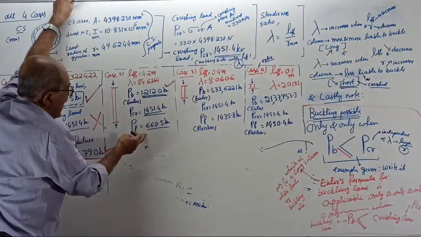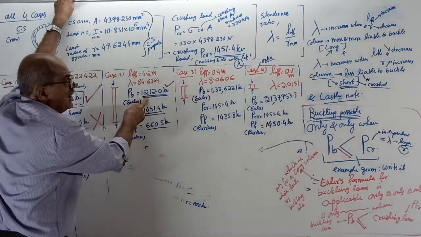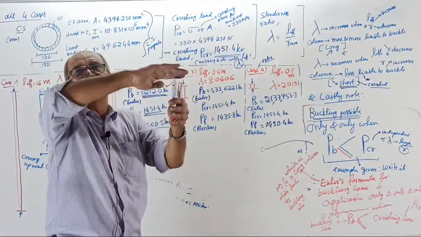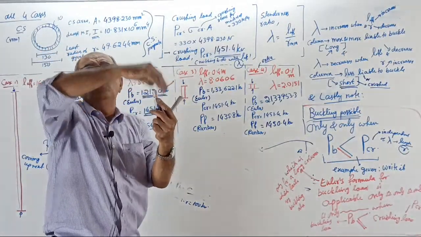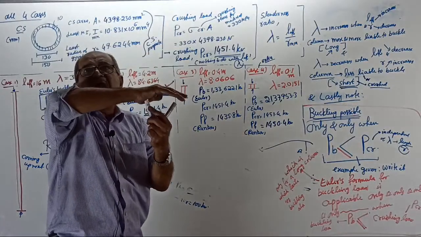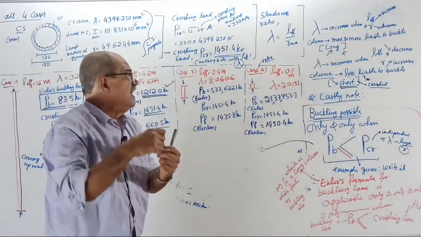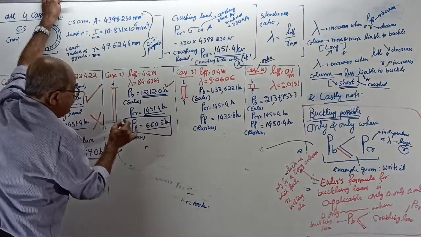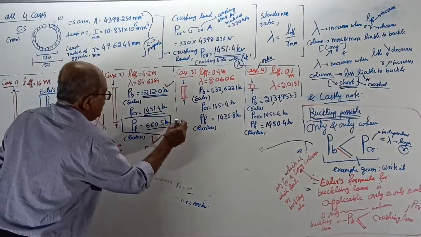Therefore, Rankine told not 1212. 1212 is the pure bending case. No axial load effect is considered there. Axial compressive stress is not considered. Rankine told this is the correct load. Therefore, Rankine is more believable.